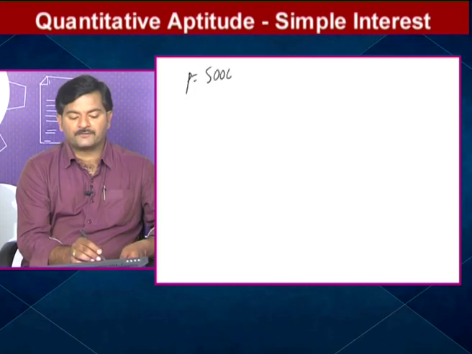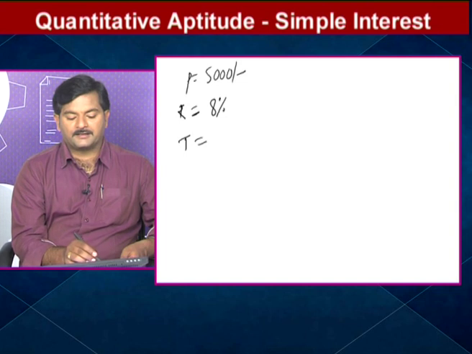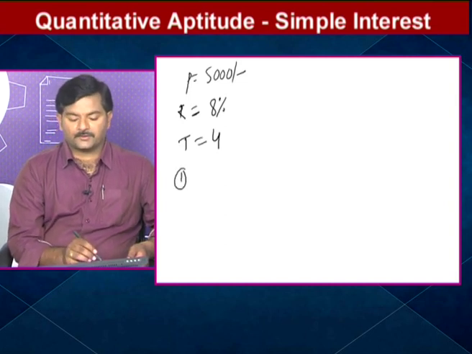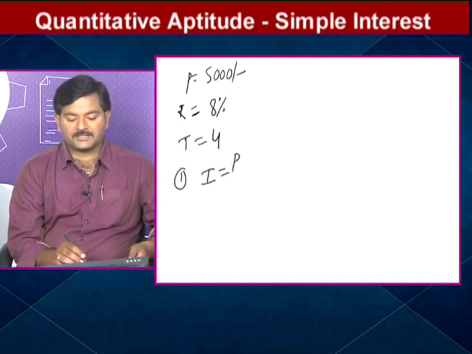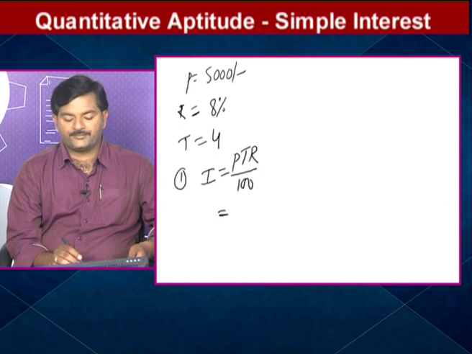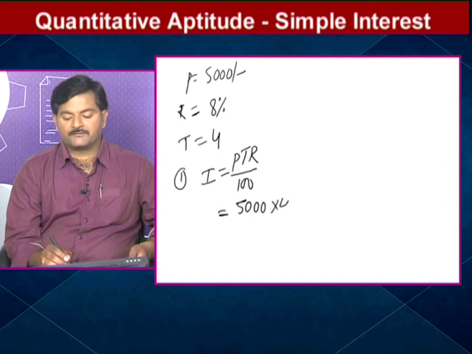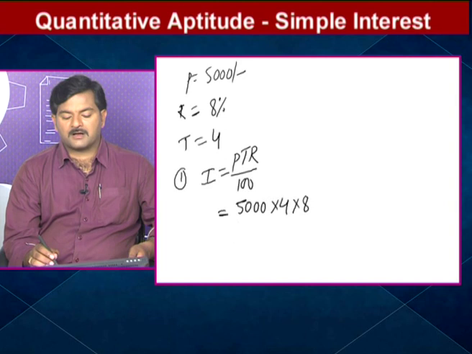So you can use the formula I is equal to PTR by 100. P is equal to 5,000 rupees, and the R value is also given. R is equal to 8%, and T is equal to 4 years. Now we have the formula I is equal to PTR by 100, and we have each and every parameter. P is 5,000, T is 4 years, R is 8%, all divided by 100.